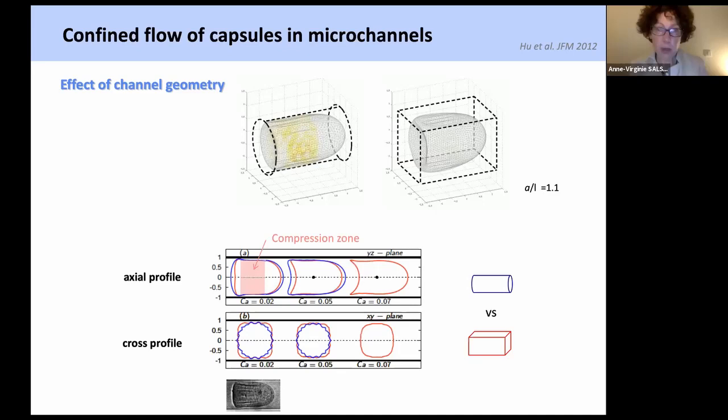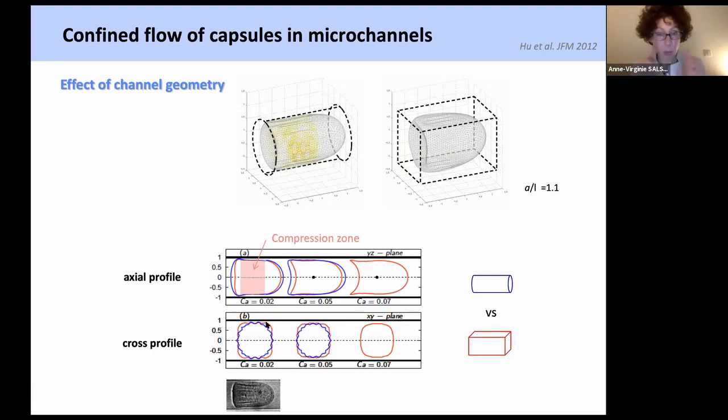This increased compression within the cylindrical channel also shows if we look at the shape of the capsule. Here we have the two profiles: the profile in the axial plane, and the cross profile below in B. In blue, you have the shapes of the capsule for the cylindrical channel, and in red for the microfluidic channel, which is square in shape. We see much more wrinkles, and you see that the capsule is more elongated axially, along the axis of the channel, when it's a cylinder. But we also see more wrinkles, which is just due to the high confinement.